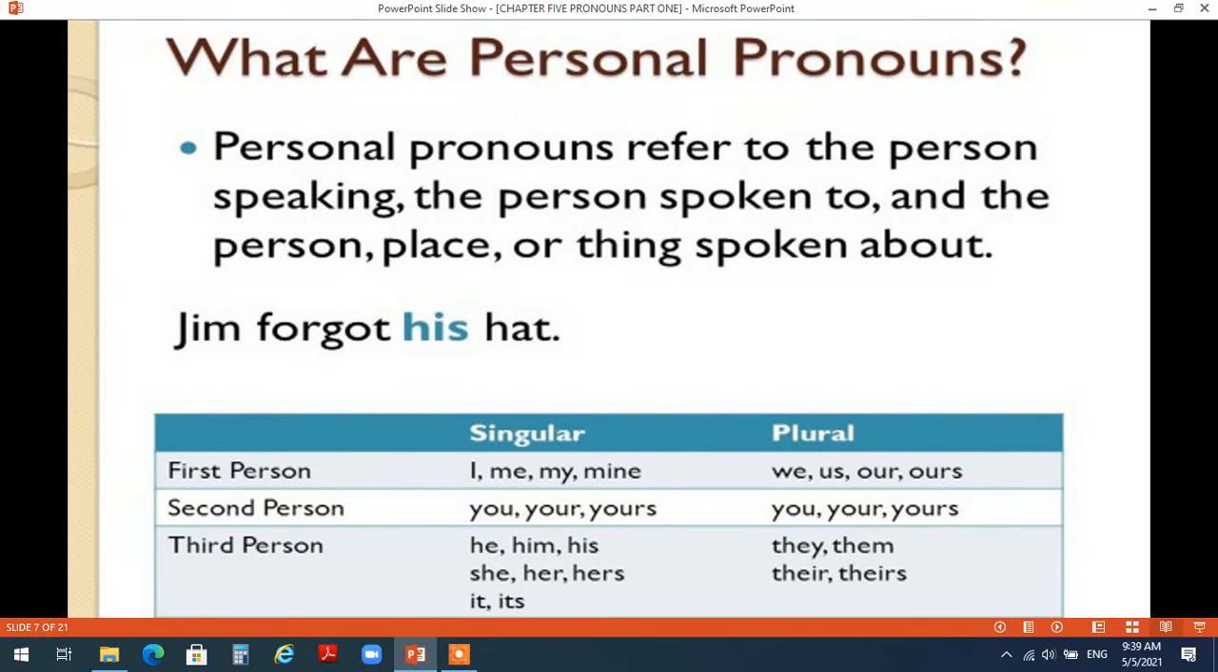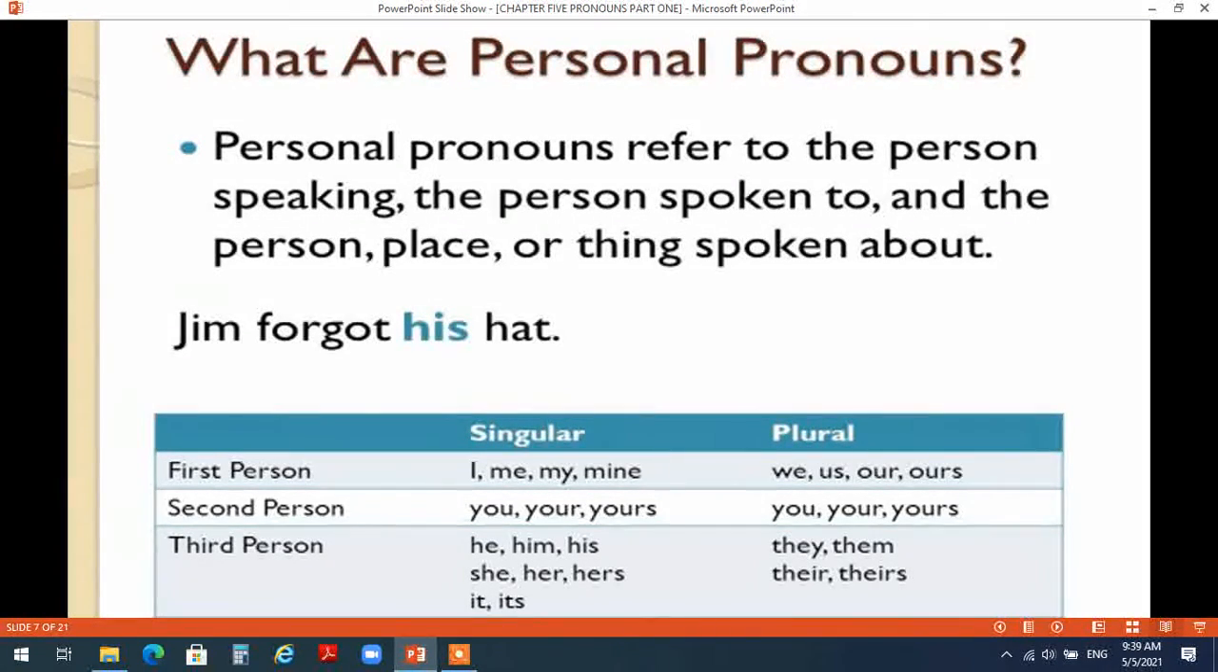Again, we want to know what we mean by personal pronouns. So we can say that personal pronouns refer to the person speaking, the person spoken to, and the person or place or thing which is being spoken about. إذن الضمائر الشخصية هي تلك الضمائر التي تشير إلى الشخص المتكلم the person speaking أو الشخص المخاطب the person spoken to أو الشخص أو المكان أو الشيء الذي يجري الحديث عنه. So the person, the place or the thing spoken about. إذن هذا هو ما نعني به بالضمائر الشخصية.